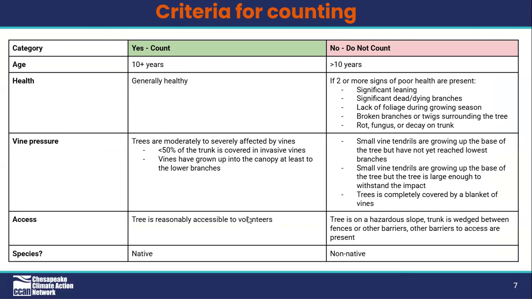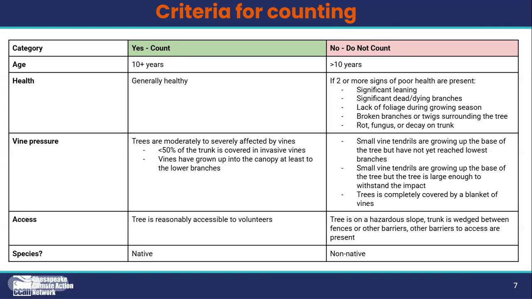Cool. So this is what we're looking for when we decide whether or not to count a tree. Like I mentioned, we're looking for mature trees, so we say 10 or more years of age generally. That's pretty broad. I can't look at a tree and tell you how old it is, and most people can't without cutting it down. So we say about 25 inches in diameter. Just look around for some trees. If it's big enough to be covered in vines, it's okay to count it. We just don't want to be counting a lot of really small trees.